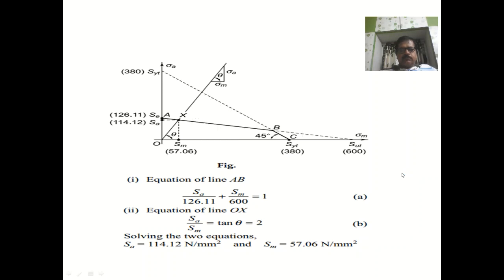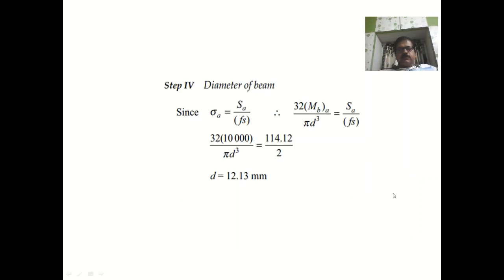So here we are finding out the diameter from the stress value, and SA is 114, and the factor of safety is taken as 2. In turn, the bending stress is equal to the bending moment by the section modulus. The amplitude bending moment is 10,000, and the section modulus is pi by 32 d cube. We find the diameter as 12.13. So the diameter of the beam is 12.13.